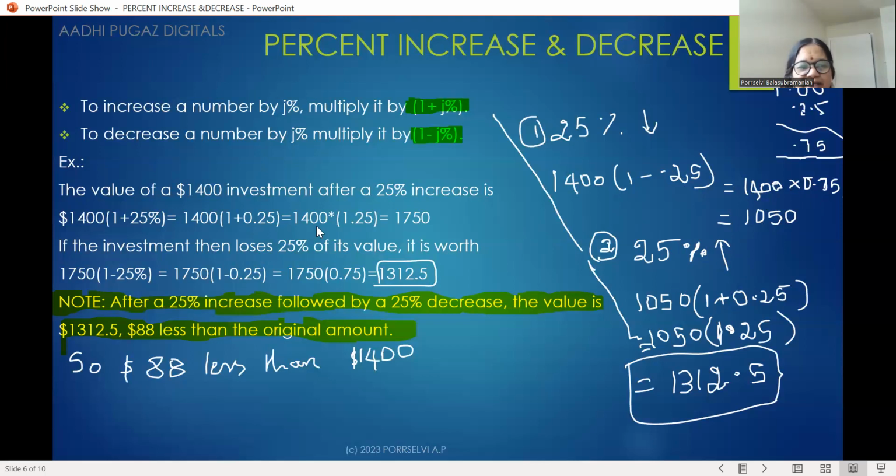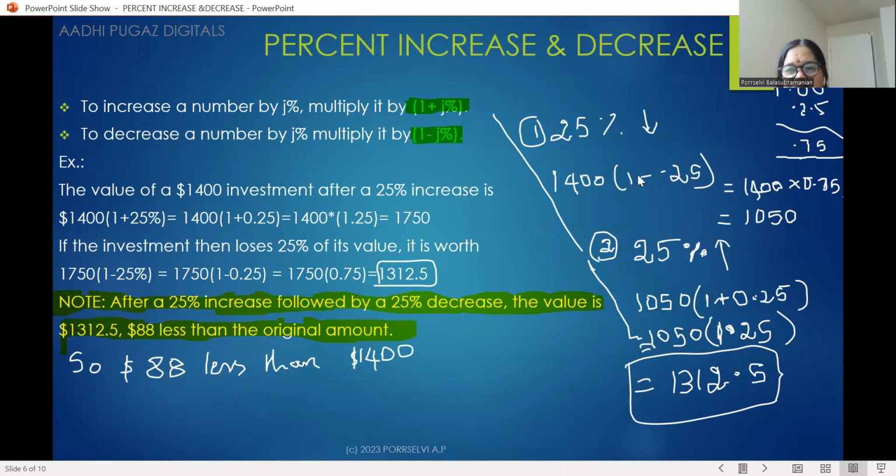Okay, so here, 1400, first the amount is 25% increased, so we are adding 25%. Then 25% less from its own value, so we are subtracting. We take 1750 times 1 minus 25%, and we are getting this amount. Okay, the same value here as what I did in the reverse order.